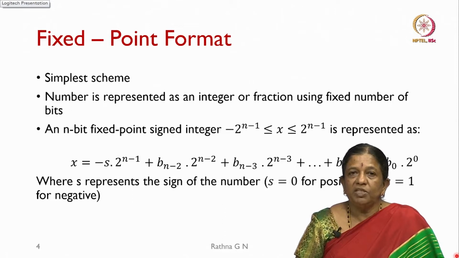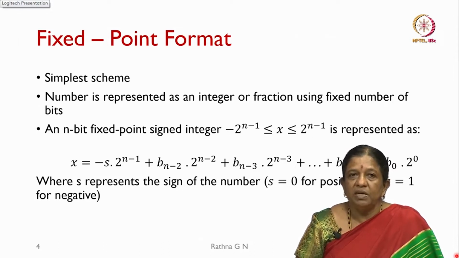Coming to the fixed point format, we know that it is the simplest scheme. We represent the number as an integer or fraction using a fixed number of bits. So, we know that an n-bit fixed point signed integer, as we mention again, it is a signed integer that I am representing. The representation will be from minus 2 power n minus 1 to 2 power n minus 1 minus 1, and x is the number that we are representing.